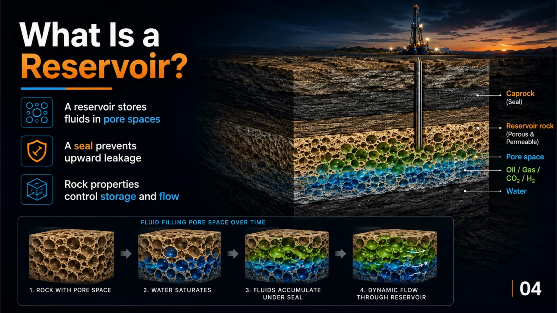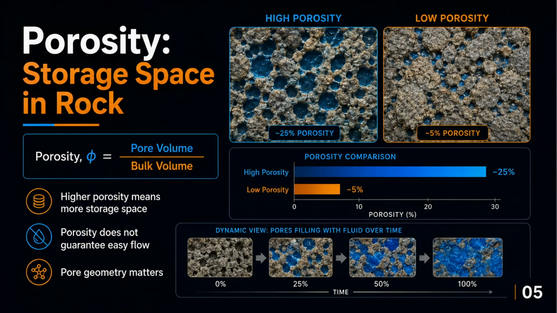Porosity tells us how much empty space exists inside the rock. If a rock has high porosity, it can store more fluid. If it has low porosity, it has less storage capacity. But porosity alone does not tell us whether fluid can move easily. A rock can have many pores, but if those pores are not well connected, fluid movement may still be difficult. That is why porosity is mainly related to storage capacity. In CO₂ storage or hydrogen storage, porosity helps us estimate how much fluid the reservoir can hold.